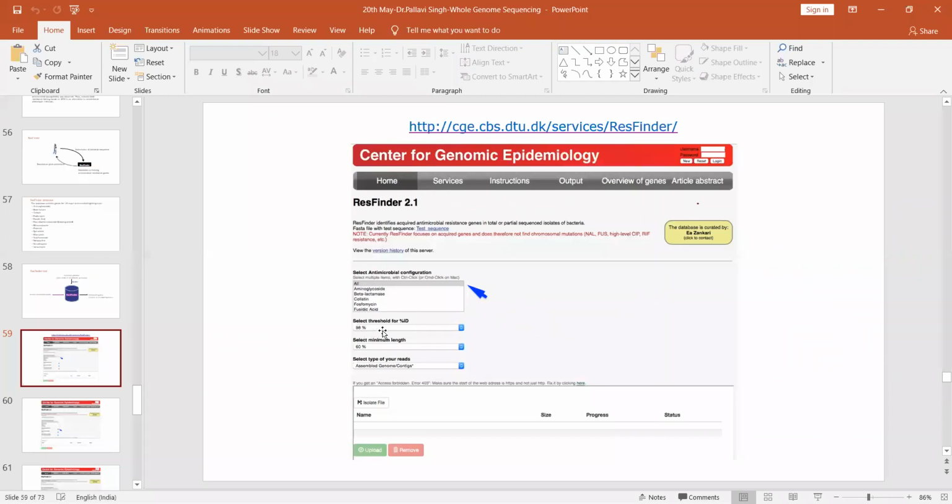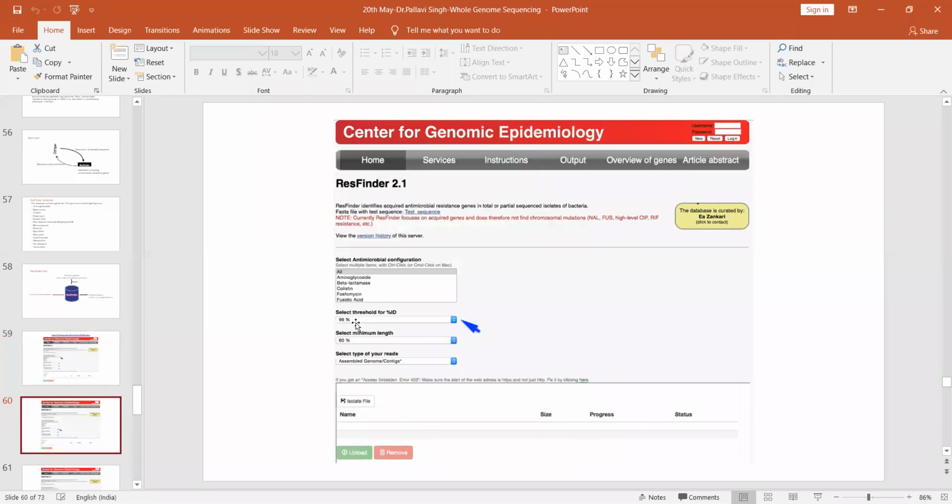Then you have to select the threshold level. What is the percentage accuracy or the percentage alignment you are expecting? 98%. And the minimum length of the matching between your unknown sequence and the known genomic sequences of resistance, 60%, we keep by default. So after selecting the threshold of 98% and minimum length of 60%, you will select the type of reads, whether it is an assembled genome or it is a raw read.